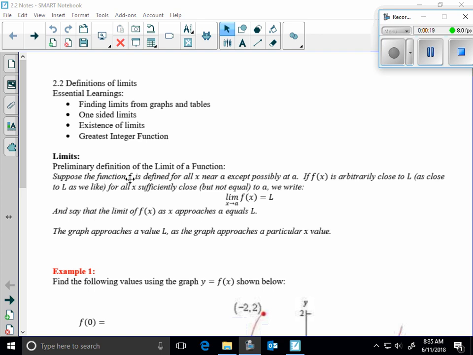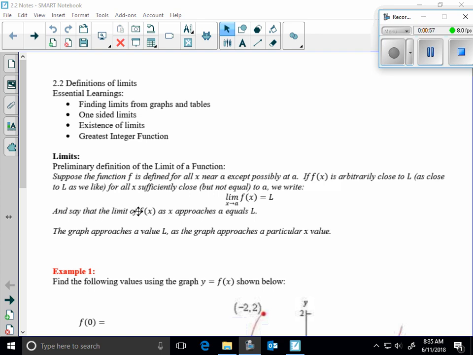Suppose the function f is defined for all x near a, except possibly at a. So this is just an x value a. If f of x is arbitrarily close to L, as close as we'd like it to be, for all x sufficiently close, but not equal to a, we write that the limit as x approaches a of f of x equals L. Basically, all that we're saying is that as x approaches some value a, our function is approaching some y value L. I'll show you that in a minute on a graphic.